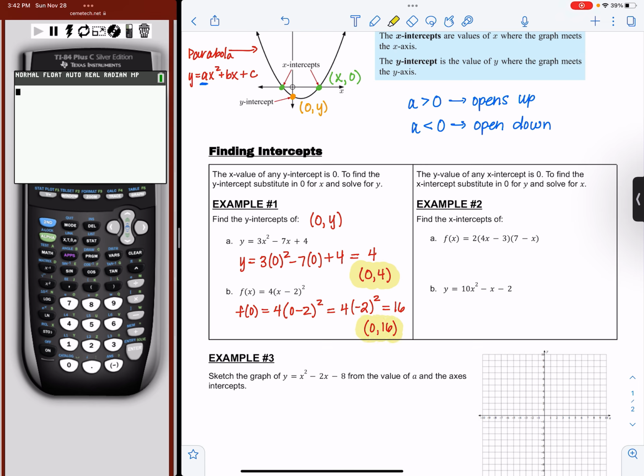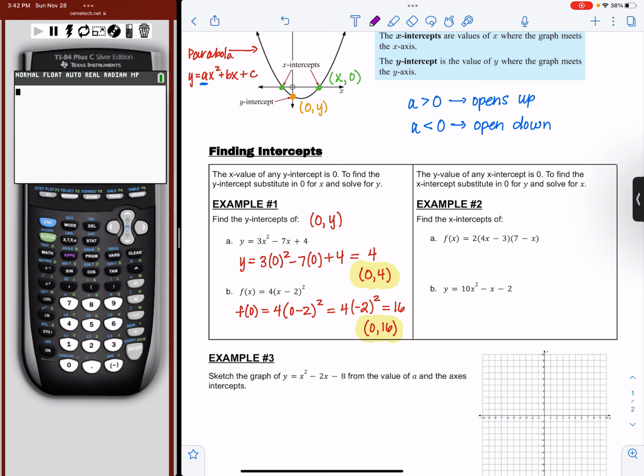All right. Now, if we look at example 2, when it's talking about the x-intercept, it says to find the x-intercept, you substitute in 0 for y and solve for x. You can do this by factoring, the quadratic formula, completing the square, or graphing. We're going to use the graphing calculator. If you want to do it by factoring, completing the square, or the quadratic formula, I can show you that separately. But we're going to use our calculator, being that our test is calculator active.